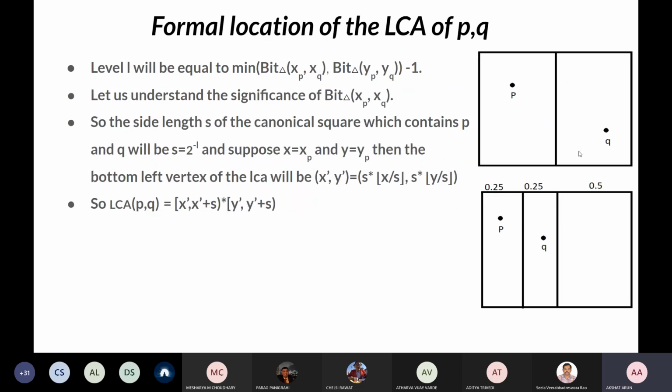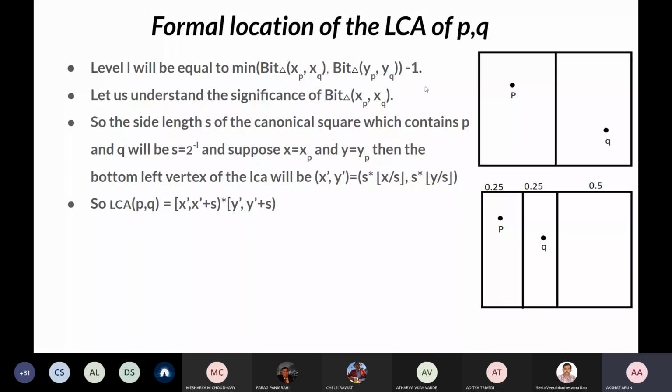So the formal location of the LCA of P and Q. We first calculate the level L of the LCA of P comma Q. So L will be equal to the minimum of bit delta XP, XQ, comma bit delta of YP, YQ, and whole minus 1. Let us understand the significance of bit delta XP XQ so that we can understand how the above equation is true. If bit delta XP XQ is alpha, then this means that we have to divide the root square alpha times vertically in order to separate P and Q in 2 different adjacent vertical slabs. Here in the top right figure, we can see that we are required to divide the root square once in order to separate P and Q.